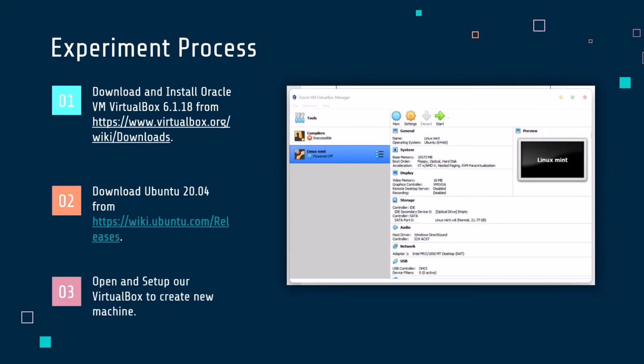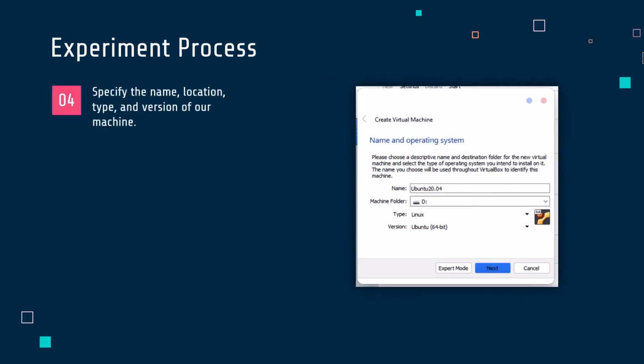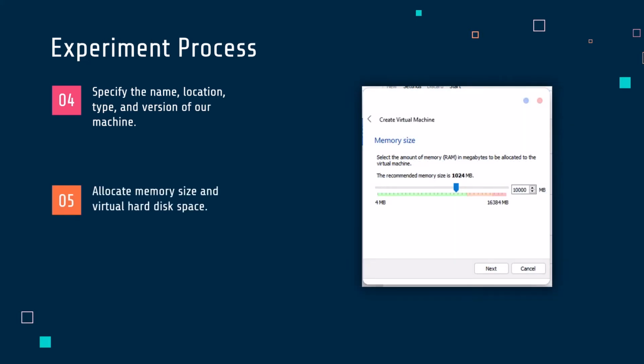Once VirtualBox is successfully installed in our computer, open it and click New to set up our Ubuntu virtual machine. In the dialog box, name our virtual machine, specify the type and version. In this experiment, we'll name it Ubuntu 20.04 and the machine folder we'll locate in local disk D, the type to Linux, version to Ubuntu 64-bit. Then click Next. Now we need to allocate memory size and virtual hard disk space.